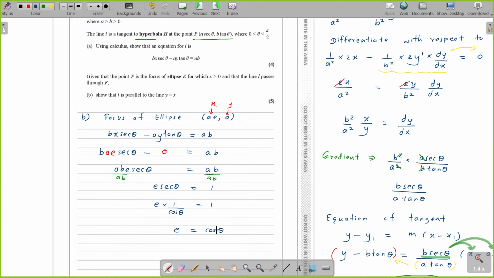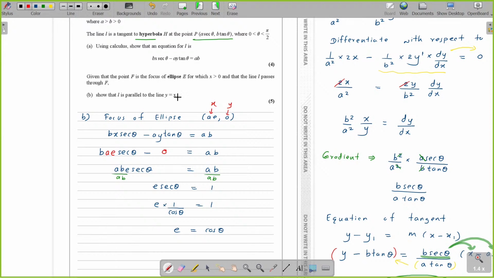Now the question is what? Now they are asking us to show that the line L is parallel to the line y equals x. Now only I am reading the question. Show that line L is parallel to the line y equals x. How do we show that our line L, the equation of our tangent that we found, is parallel to the line y equals x? How do I show that my line is parallel to y equals x? Parallel lines have the same gradient.